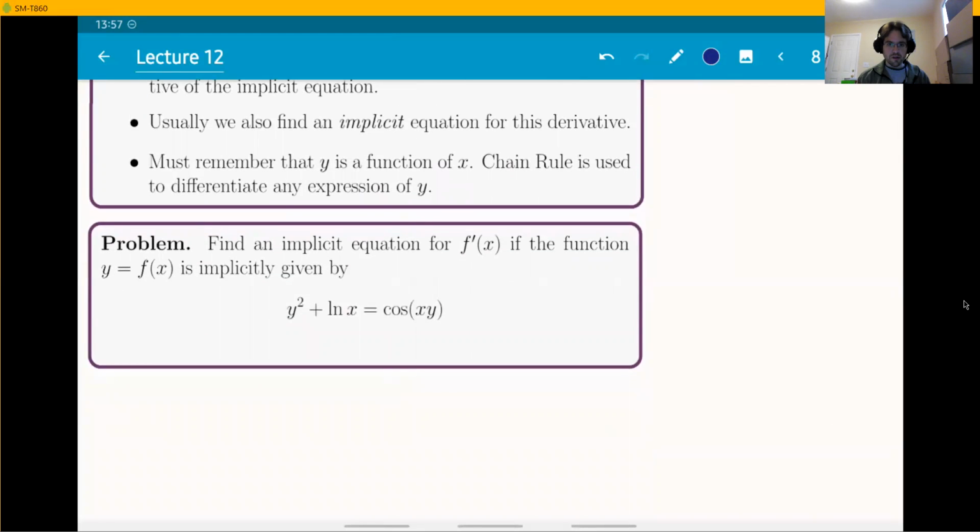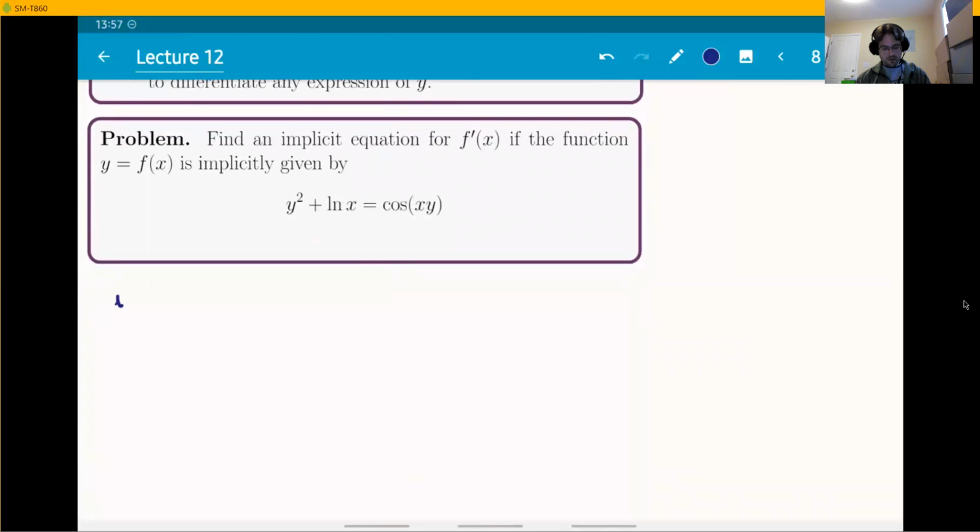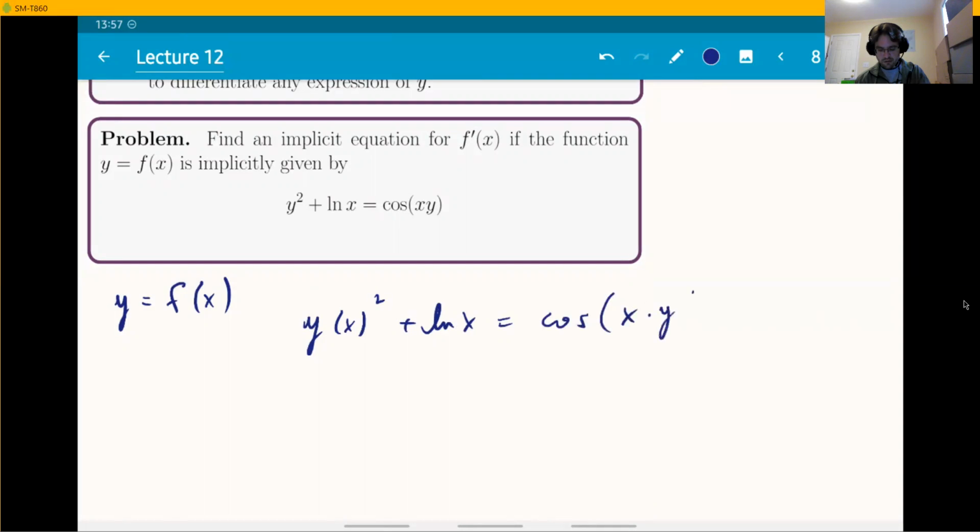Here it is. Find an implicit equation for f prime of x if the function y equals f of x is implicitly given by this equation. So let's do this. y is a function of x. We need to remember that. If you want, at least when you're starting to work with this, you should replace all the y's in the equation with y of x, just so it's clearer for you what's actually written in the equation.